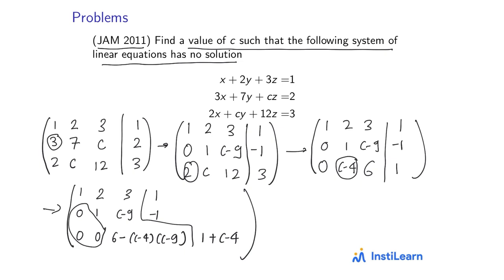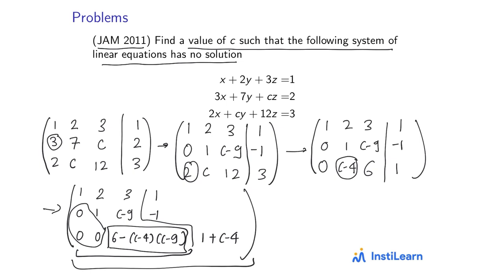Now you want no solution, you want inconsistency. So you want rank of A, this part, to be strictly less than the rank of the augmented matrix, whole matrix, right? So rank of A will be less than 3 if you can create a 0 here, right? Then the whole third row will be 0 and you'll have rank 2.